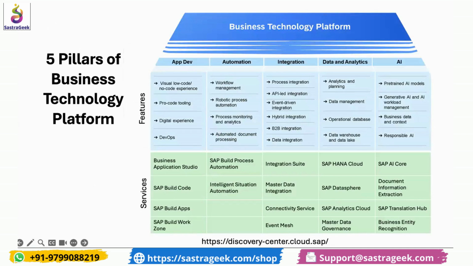So yeah, the five pillars of BTP: app dev, automation, integration, data analytics, and AI. This is an overview of the features and the services that SAP provides. There are a lot more services under each of these categories. I can hardly go through all of it. But if you want to explore more, go to discoverycenter.cloud.sap to know more. But let's just go through an overview of all the five pillars.